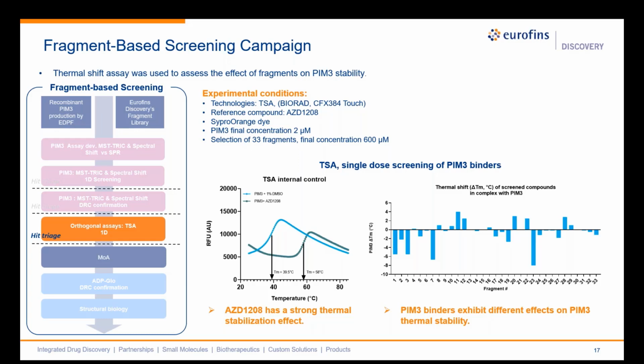We use the pan-PIM inhibitor named AZD1208 to set up the experiment. As you can see on the graph in the middle of the slide, AZD1208 strongly stabilized PIM3 by more than 18 degrees. The blue curve corresponds to the denaturation of PIM3 in absence of compound, and the green curve in presence of AZD1208. Then we tested a selection of 33 fragments in triplicates at 600 micromolar final concentration. As you can see on the histogram, PIM3 binders exhibit different effects on PIM3 thermal stability. They can be stabilizers, non-stabilizers, or destabilizers, which may reflect different binding modes.